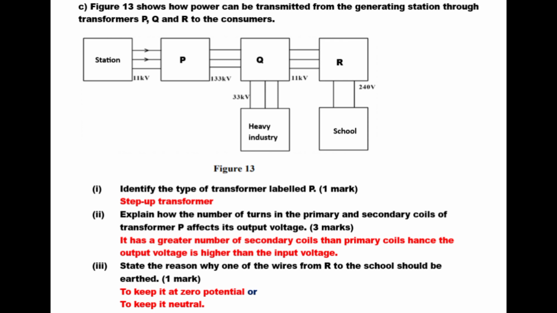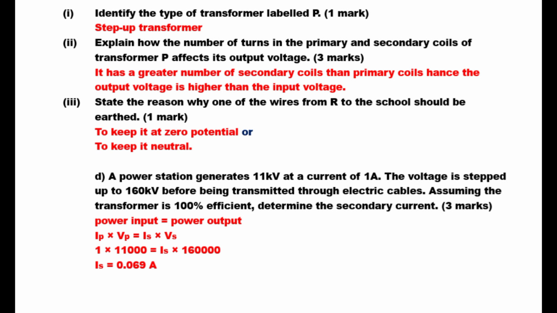So we go to question Roman 3. State the reason why one of the wires from R to the school should be earthed. R is a step down transformer, stepping down to 240 volts, while one of the wires is earthed. If you look at the wires, we have 3 wires from station to P, 3 from P to Q, 3 from Q to R, but we have 2 from R to school. That means from R to school, we have live wire and neutral wire. The essence of earthing, which is done on the neutral wire, is to keep it neutral, in other words, at 0 potential or 0 voltage.